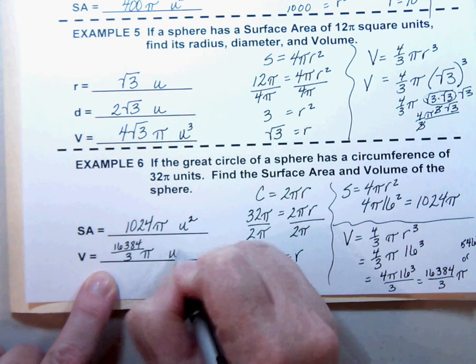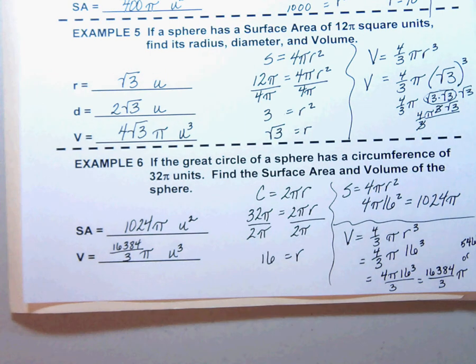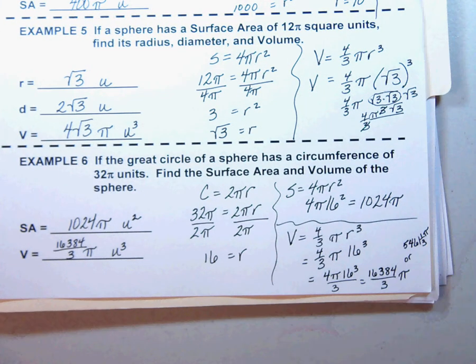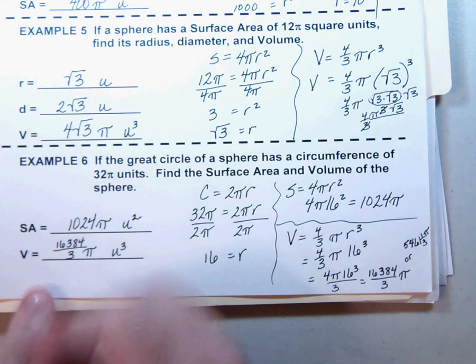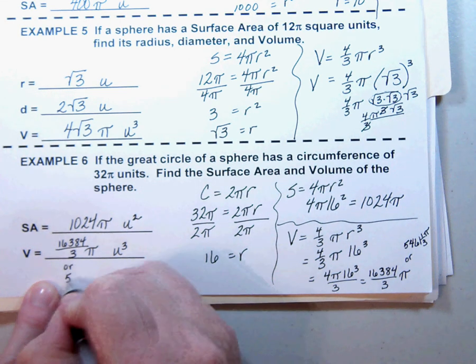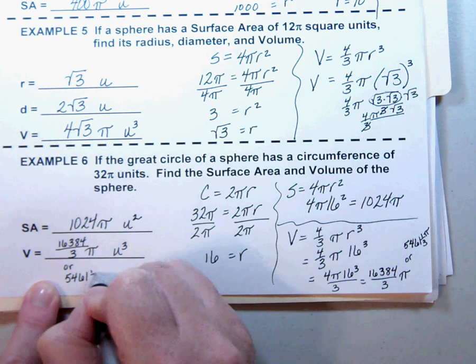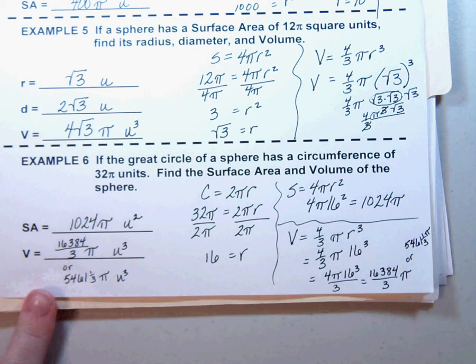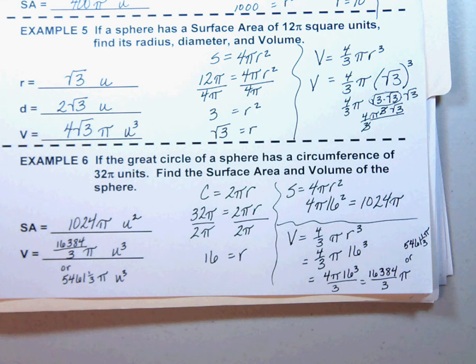And volume is cubic units. So when you write your U for units, make sure you put cubic. Let me move that over a second. That's kind of hard to see what I wrote right above there. Let me write it over here. 5,461 1/3. Really, either answer is fine. You can leave it in fraction form or the mixed number.